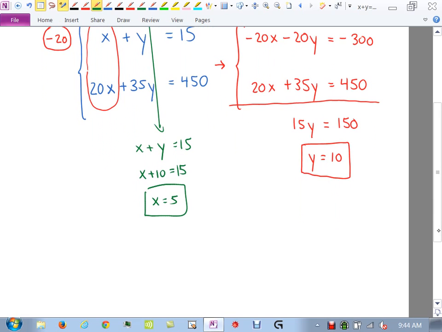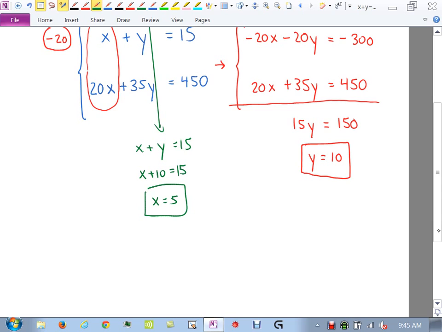So if you are sitting there and you have sweet tea that had 20% sugar in it, and you had another pitcher of sweet tea that had 35% sugar in it, and you wanted to pour yourself a 15-ounce glass of tea that had 30% sugar in it, you would pour 5 ounces of the 20%, you would pour 10 ounces of the 35%, stir it up, and you'd have exactly 15 ounces of 30% sugar.